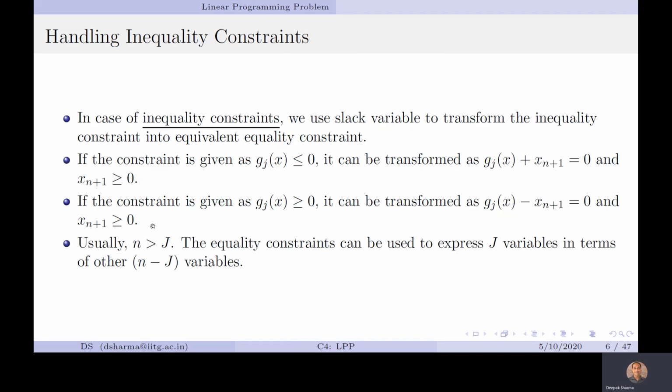Usually we find that the number of variables is larger than the number of constraints. In this case, the equality constraints can be used to express J variables in terms of the other N minus J variables. So this particular concept, we will use in the LPP.